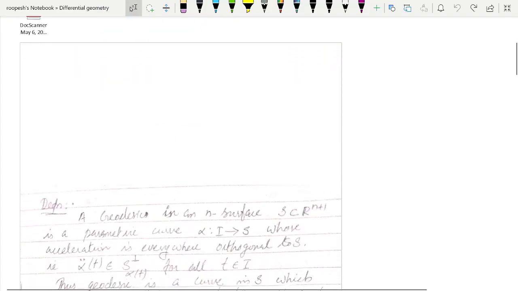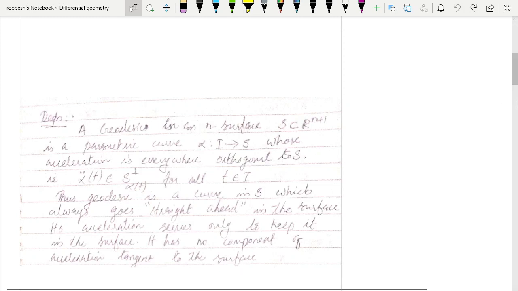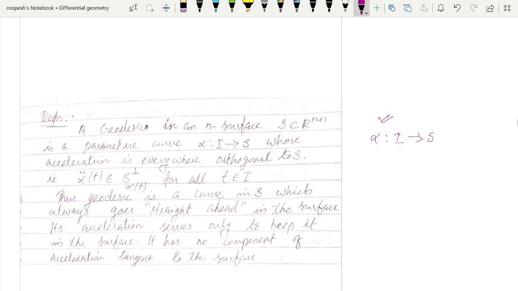A geodesic first of all is a parameterized curve alpha from I to S, where the acceleration is everywhere orthogonal to S. So what you're getting is alpha double dot of t belongs to S of alpha of t perp. So this is our key idea.